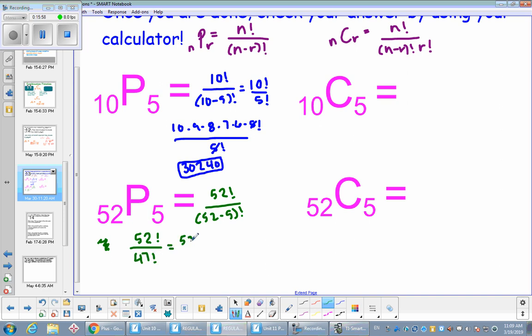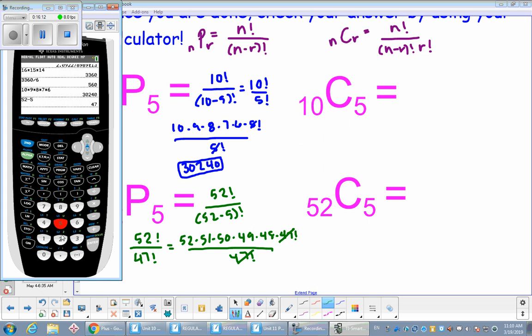So remember, it's going to be 52, 51, 50, 49, 48, 47, and anything below that is going to cancel. So I'm going to cancel that out, and I'm just going to multiply 52 times 51 times 50. This one's going to be huge.